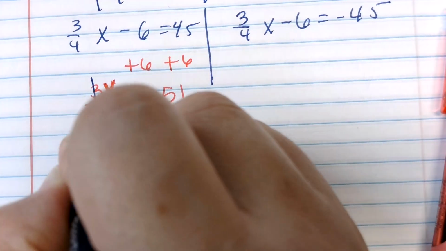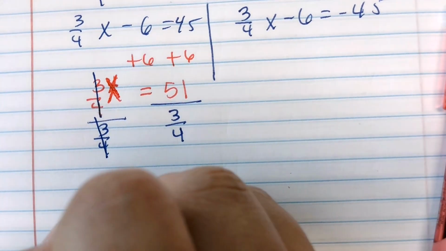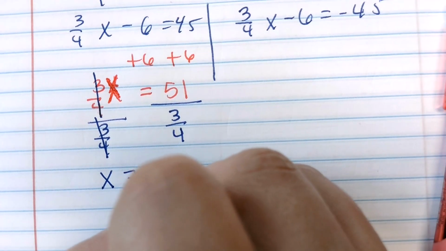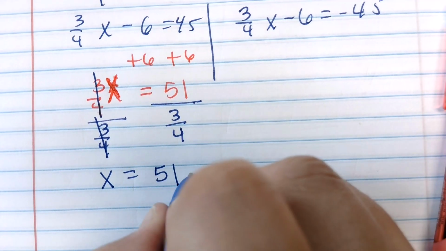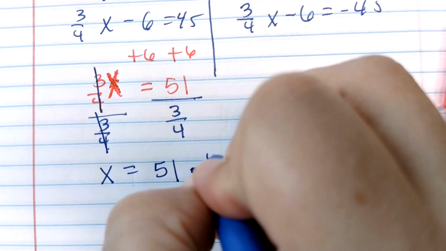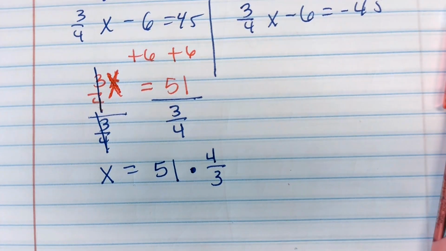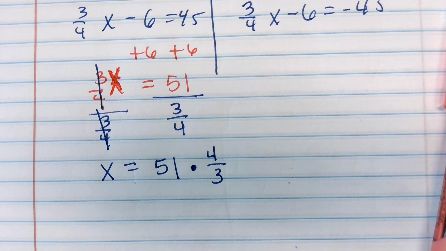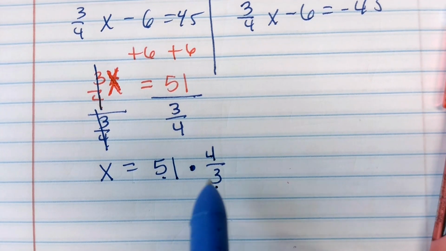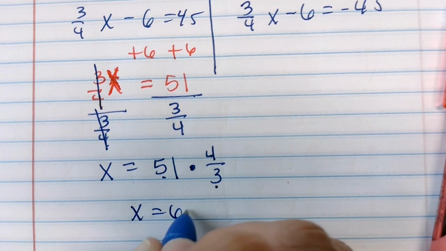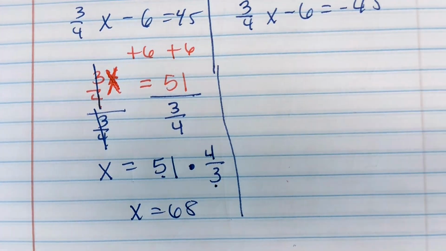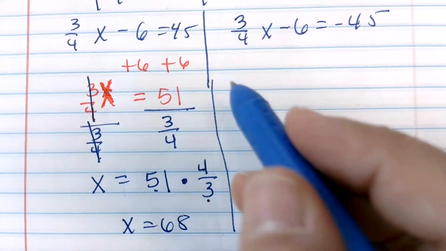When you divide this, these cancel out, leaving x on this side. And then over here, you keep the 51, change the division sign to a multiplication, and flip over the fraction. That's how you deal with dividing by a fraction. So then you can do 51 times 4 divided by 3 to get 68 on this side. And then the same thing over here.